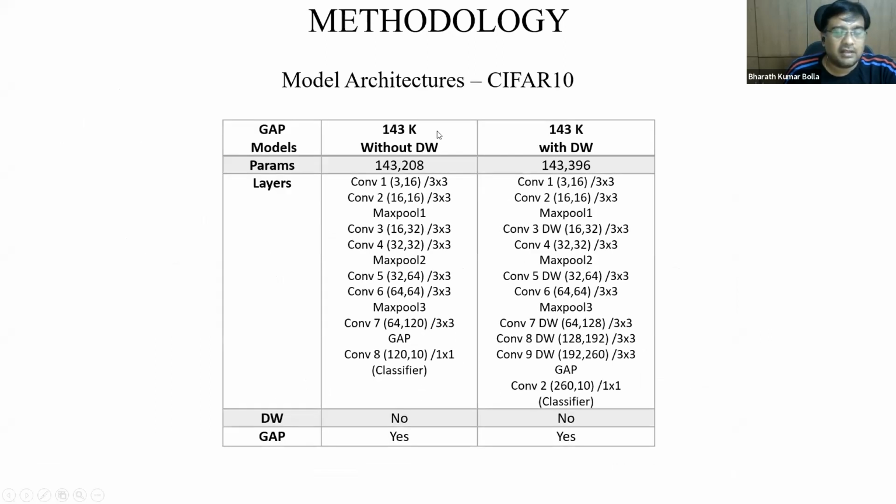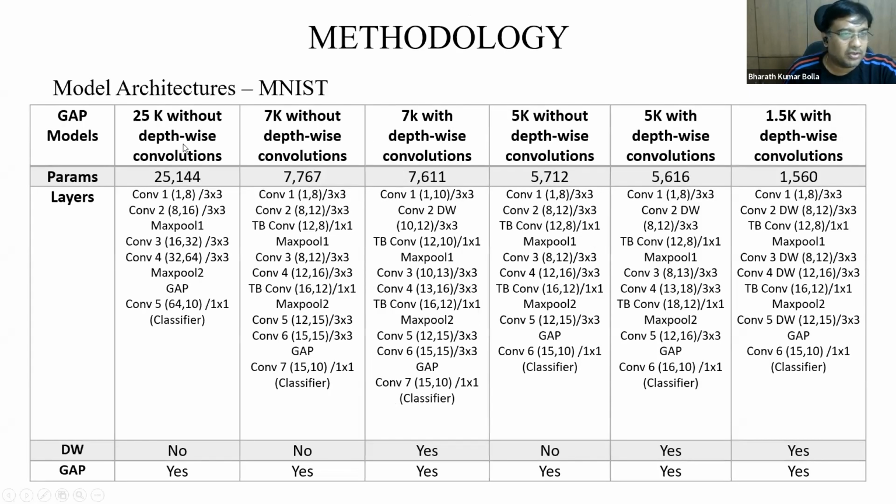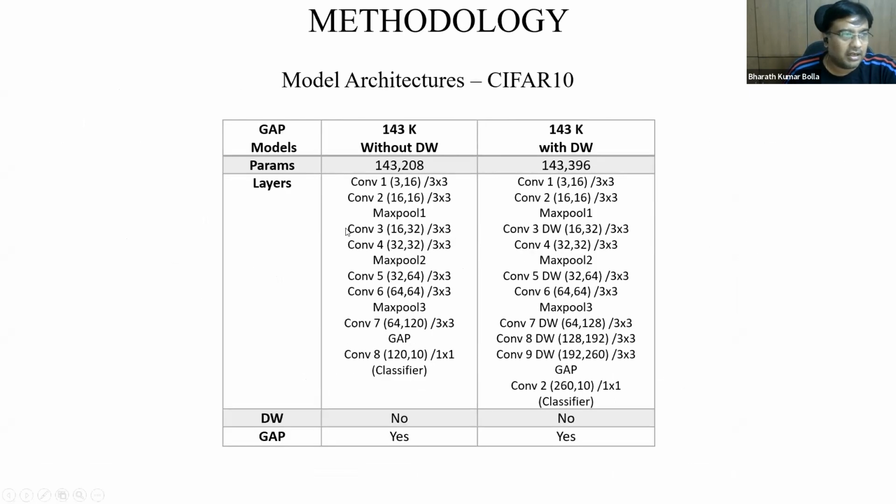So for CIFAR-10, it is more complex because it has 3 color channels, and the data size is huge. It is also more complex because the objects are of different shapes and sizes. So for this, we created a different model called 143K along with the 25K, because we are sure that the 25K model does perform decently, but a 143K model would be more decent.